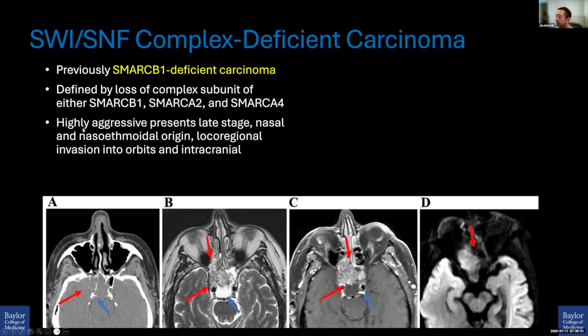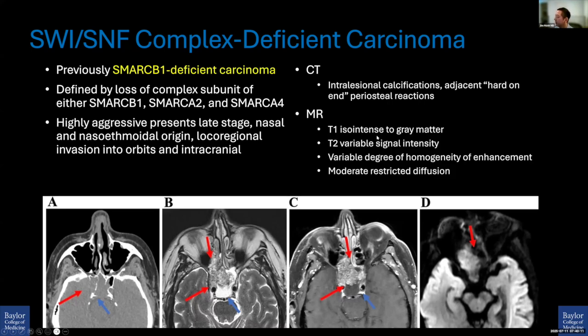Highly aggressive, presents at late stage in the nasal and nasoethmoidal region, with local invasion of the orbits and intracranially. CT can show intralesional calcification and adjacent hard palate periosteal reaction. Here with CT, we can see that there's osseous destruction. And then on the MRI, T1 isointense to gray matter, variable signal intensity, variable degree of heterogeneous enhancement, and moderate restricted diffusion. So here, variable T2 signal, variable enhancement, and then here's the restricted diffusion.